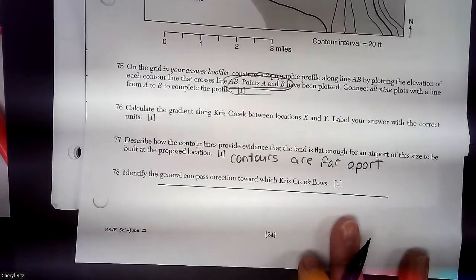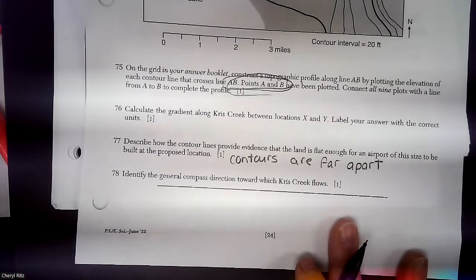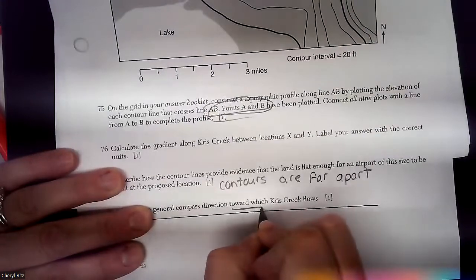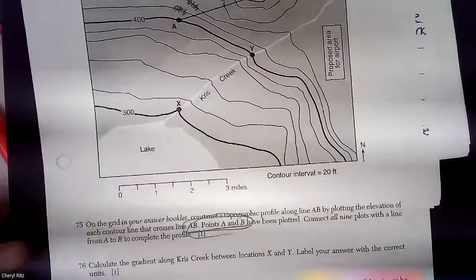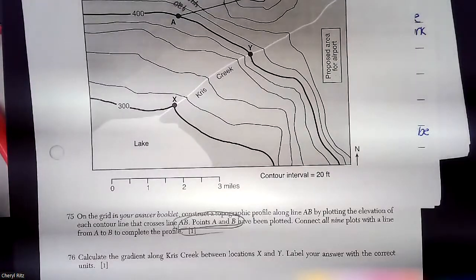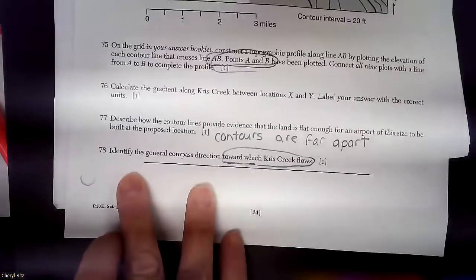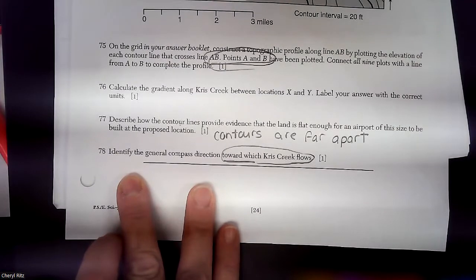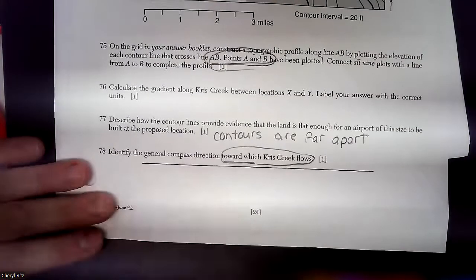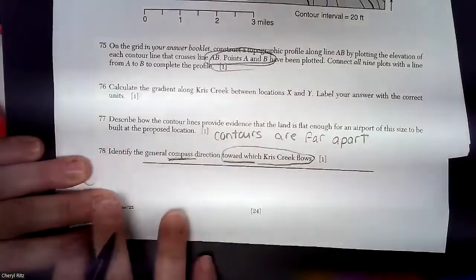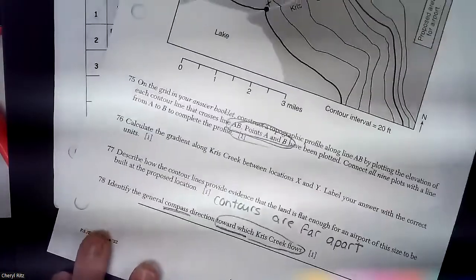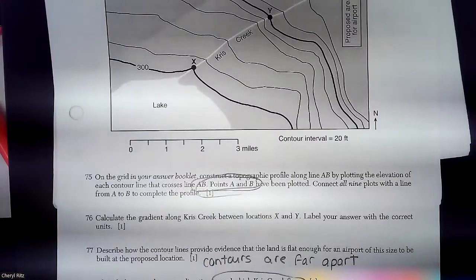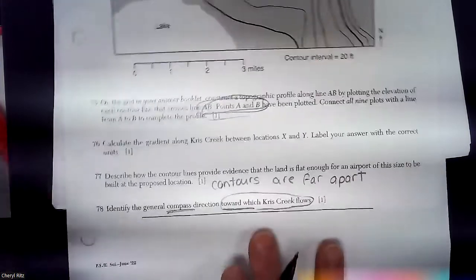Identify the general compass directions towards which Chris Creek flows. They want to know where it's going. Towards the lake. Okay, but does that, downhill. No, wait, what does the direction say? Compass direction. South. Is compass direction downhill? No. Is compass direction towards the lake? No. It's going southwest. Okay, so the correct answer would be southwest.